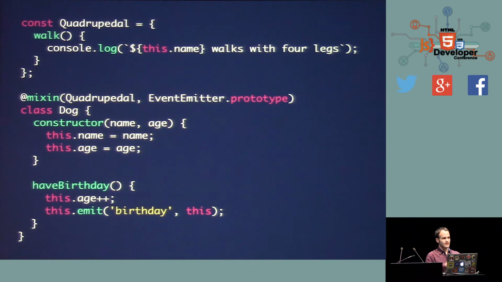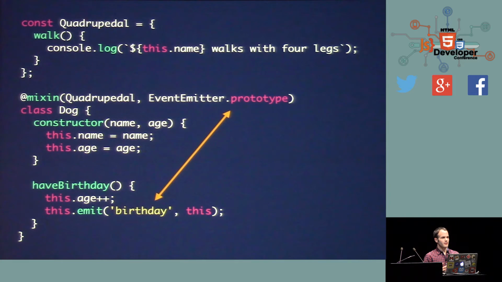So in this case I have a dog class. He has a name, an age, and the dog can have a birthday. And so when my dog has a birthday, I want to emit an event that says, hey, I've had my birthday. Well, normally, if this was a class, we would want to create inheritance. We would want to inherit from the event emitter. But that doesn't make sense. Dog is really not a specialization of event emitter. So it'd be better if we could just mix in those methods like this.